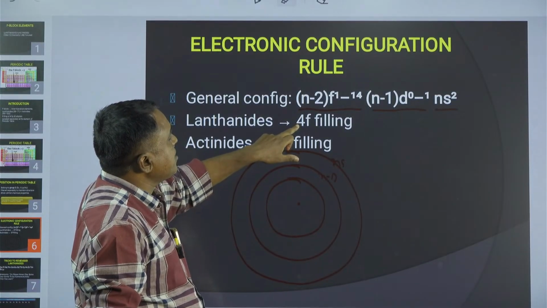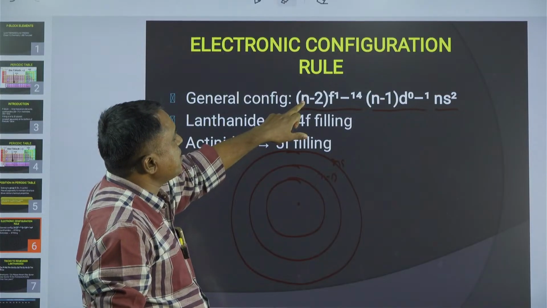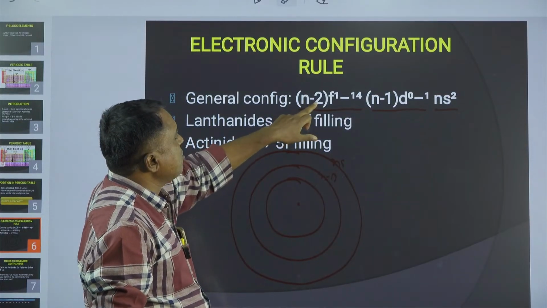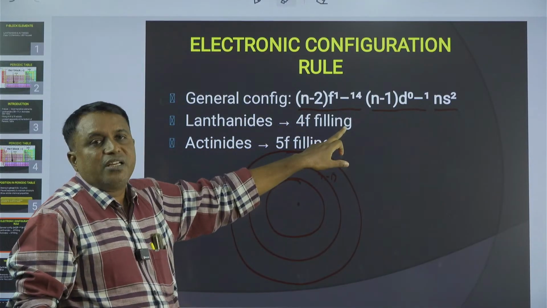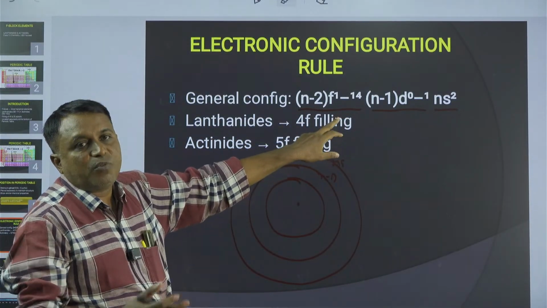For n is equal to 6, if you place n is equal to 6, 6 minus 2 means 4f. Therefore, in case of lanthanides, the last electron enters into the 4f orbitals.